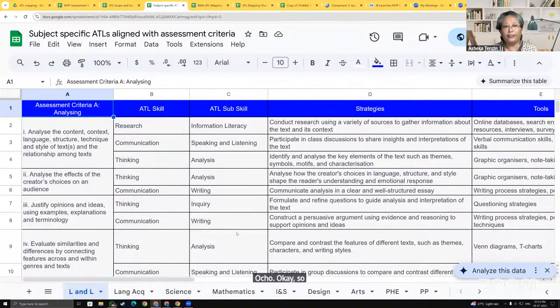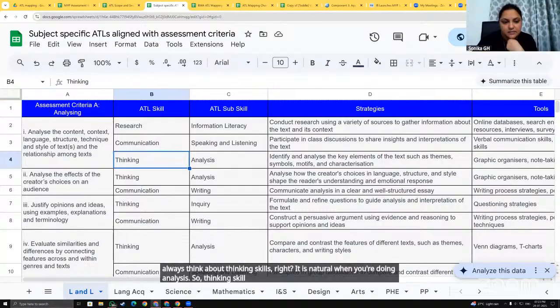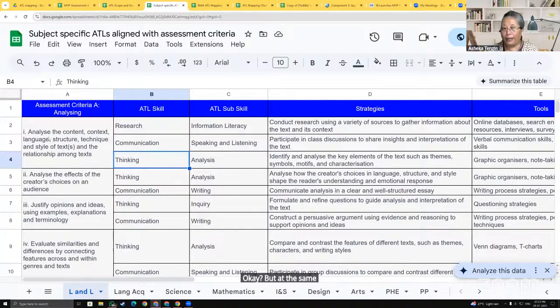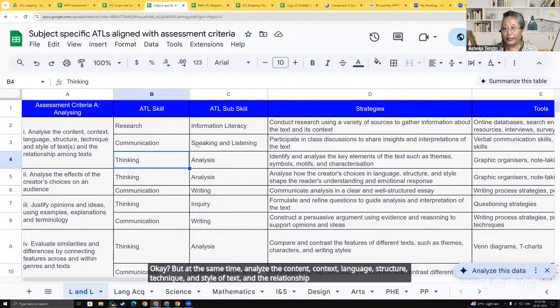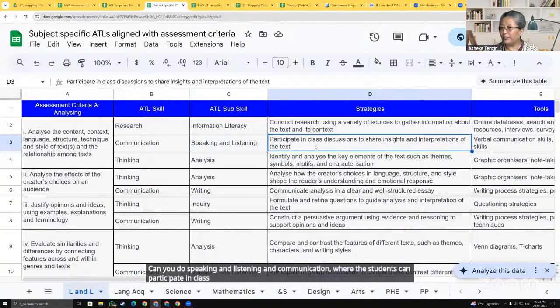So language and literature criteria A, analyzing. You will always think about thinking skills, right? It is natural when you are doing analysis. So thinking skill is there. But at the same time, analyze the content, context, language, structure, technique, and style of text and the relationship amongst texts. Can you do speaking and listening and communication where the students can participate in class discussions to share insights?